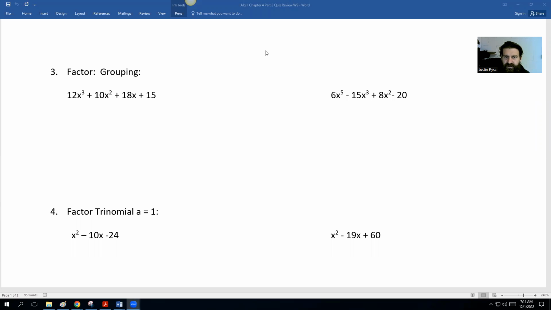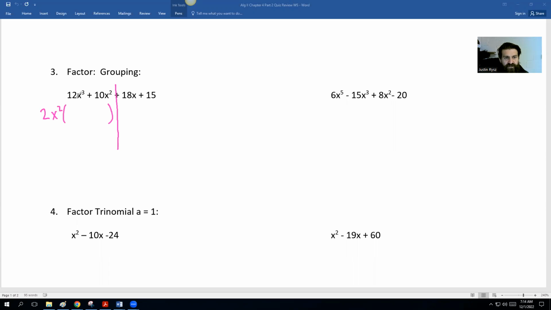All right, next we got factor by grouping. Remember, with factor by grouping, the dead giveaway is that we have 4 terms. What we like to do is split it down the middle and do a GCF on both sides. What's the GCF between 12 and 10? That would be 2. And then x cubed and x squared, that'd be x squared.